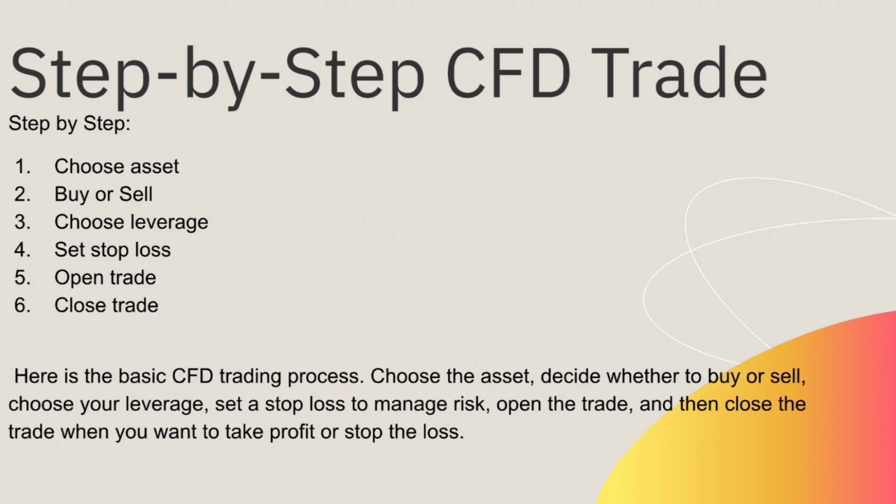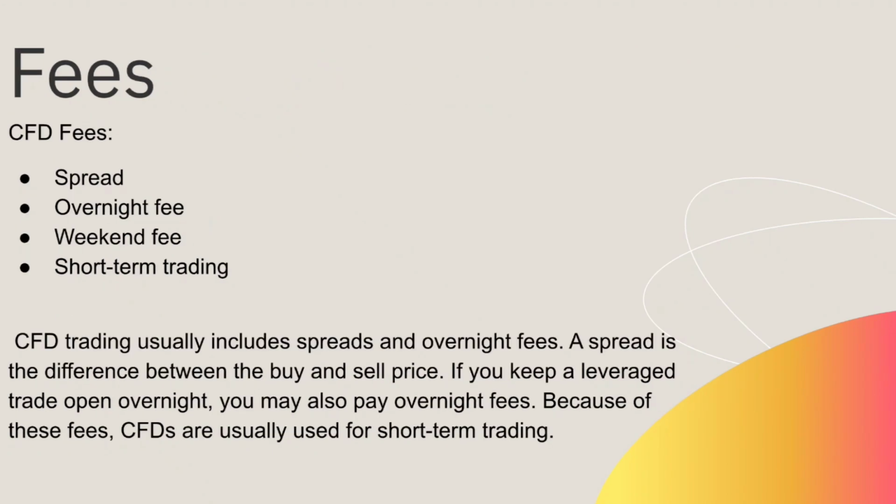Now here is a step-by-step CFD trade. You choose an asset, you buy or sell. You choose the leverage that you want to operate with. You then set a stop loss. You then open a trade, and eventually you close the trade. The process itself is actually quite basic. The thing to pay attention to is your leverage, your stop loss, and ultimately your risk management, and whether you actually make a profit or a loss.